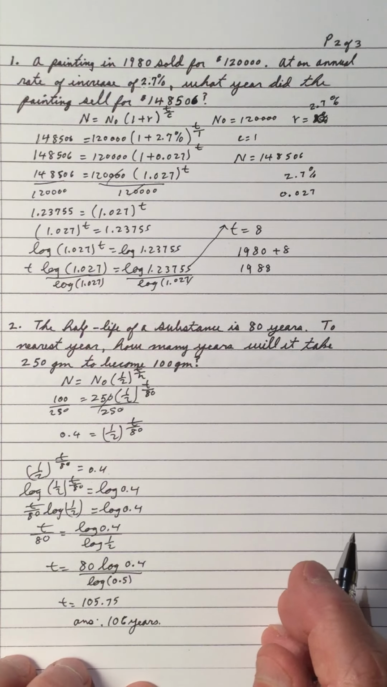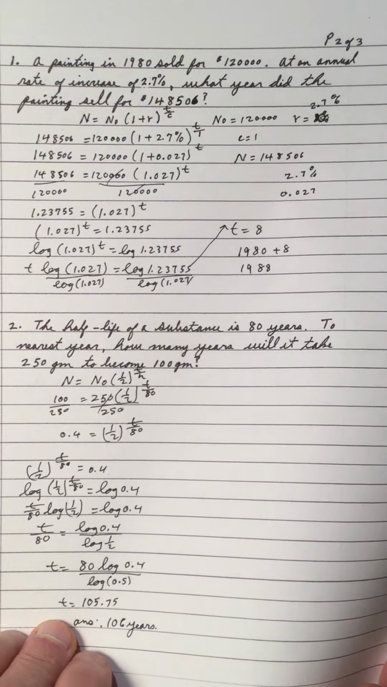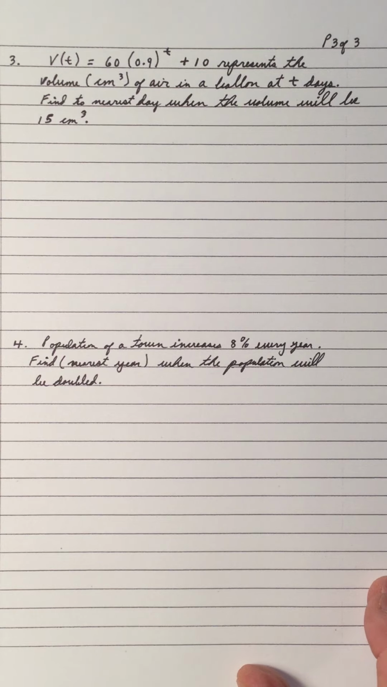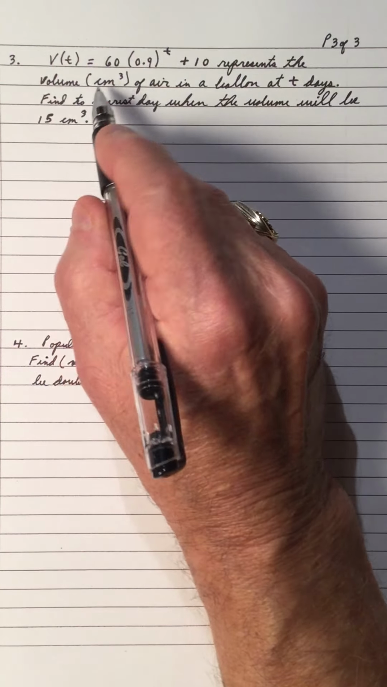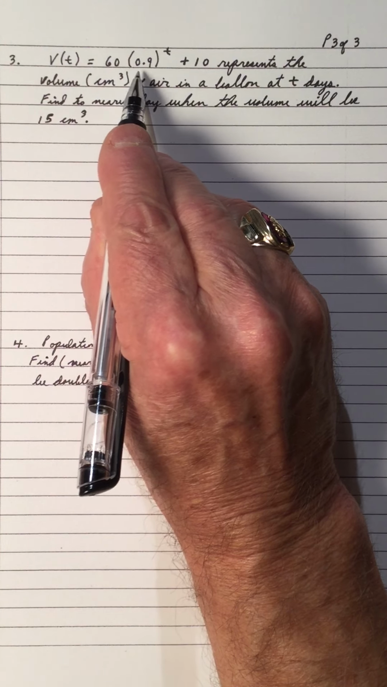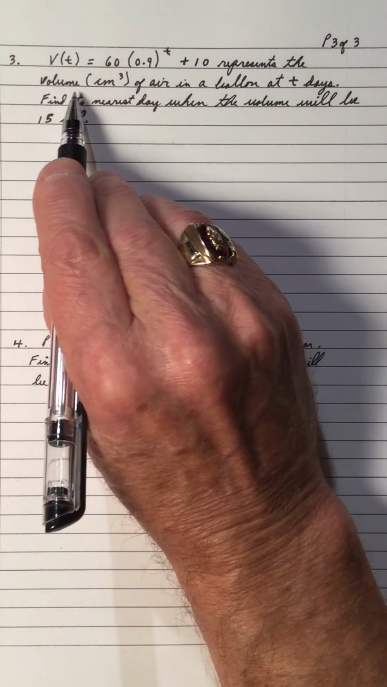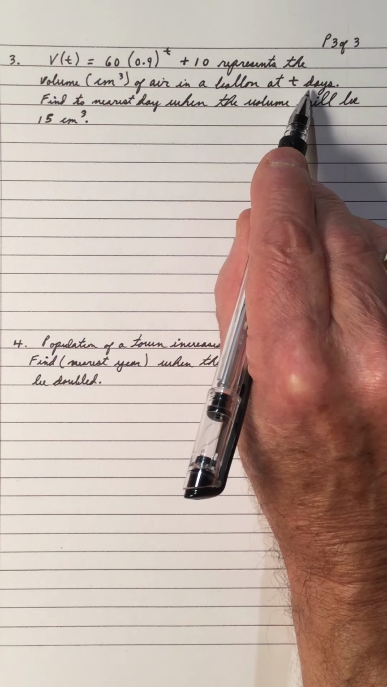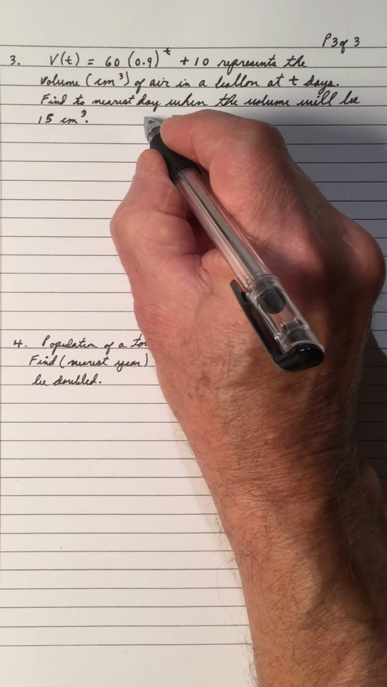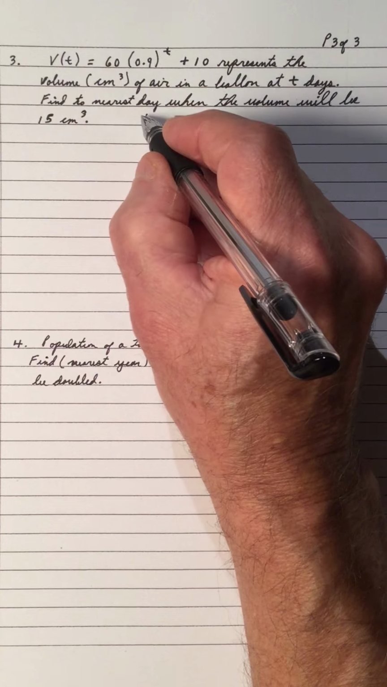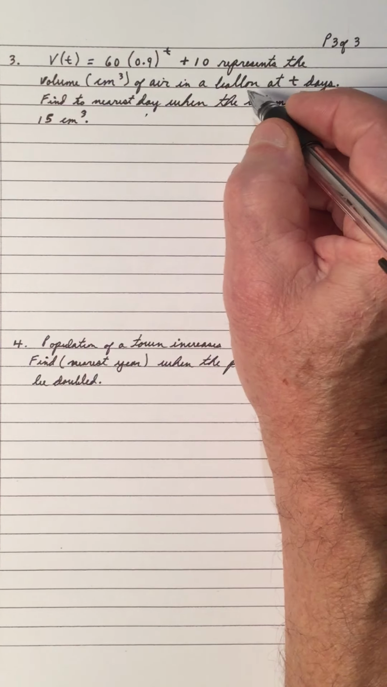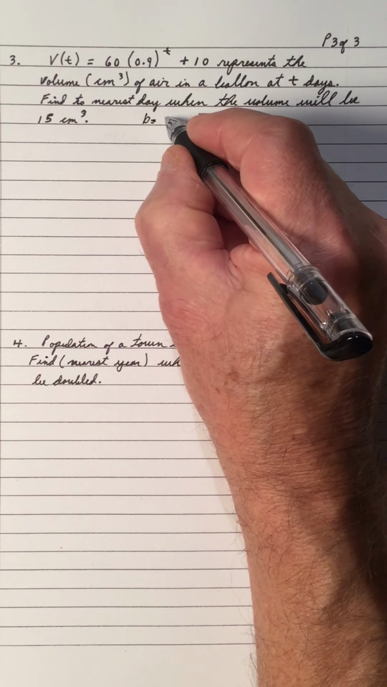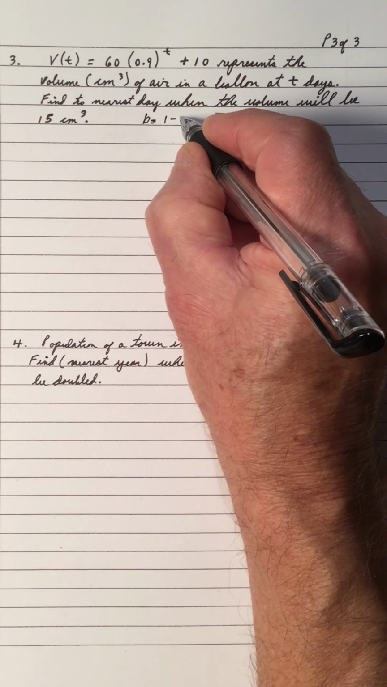Again, notice that we're looking for time, and time is in the exponent, so we have to do the log. And this one is a little different. This time I'm giving you the equation. V(t) equals 6 times 0.9 to the T plus 10 represents the volume of air in the balloon at T days. Notice that the base here is 0.9, so 0.9 is a decay. And just to do a little bit of work, the base is again 1 minus r.